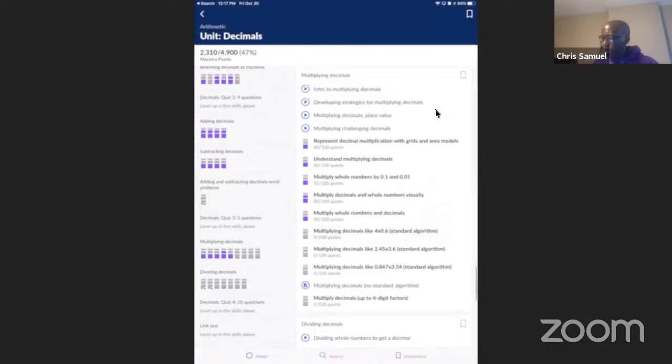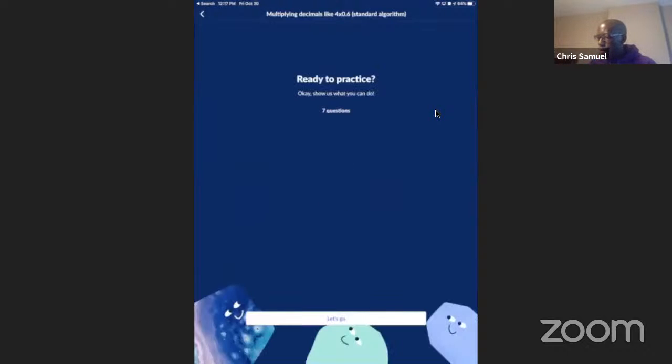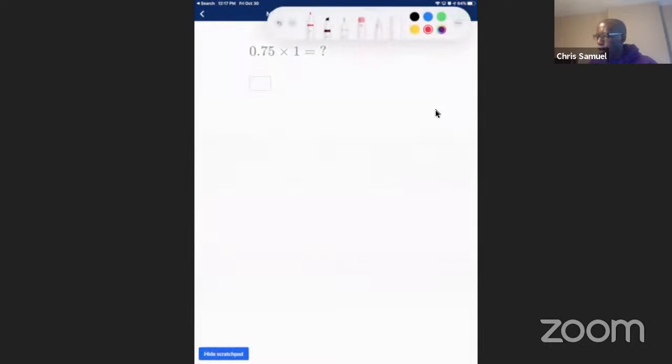So we have here multiplying decimals, 4 times 0.6, standard algorithm. All right, so I'm not too sure what that was, but I'm going to continue doing it the way I did it before and see how that works for me.